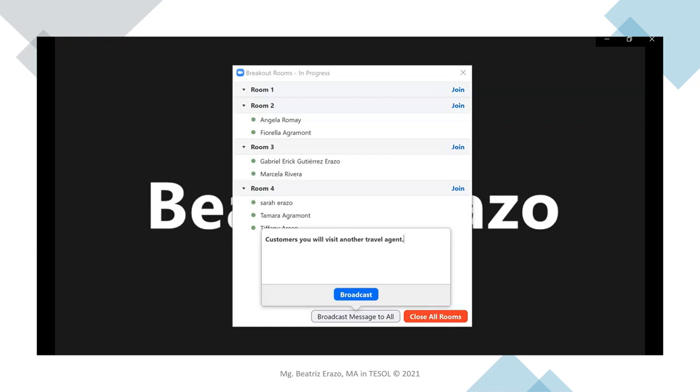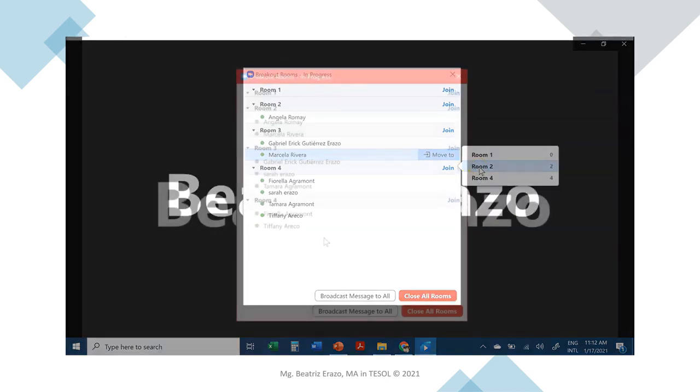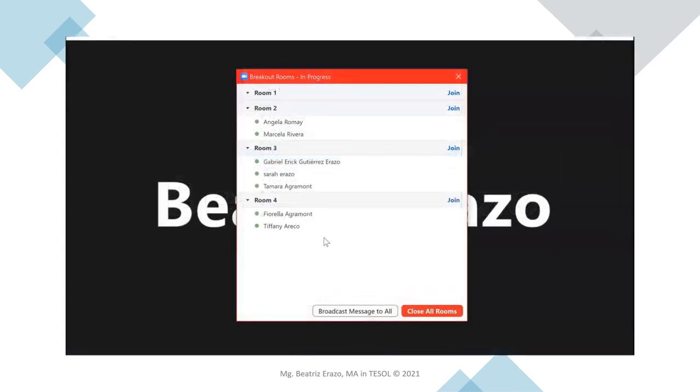I also told the customers that they were going to be visiting another travel agent, so they had to be prepared to be moved. So using, again, this move to function that you have in the breakout rooms, I moved one student from one room to the other until all of them were with new partners so they could practice the conversation again. But it was different because it was a different travel agent and this customer was a new character with different needs.